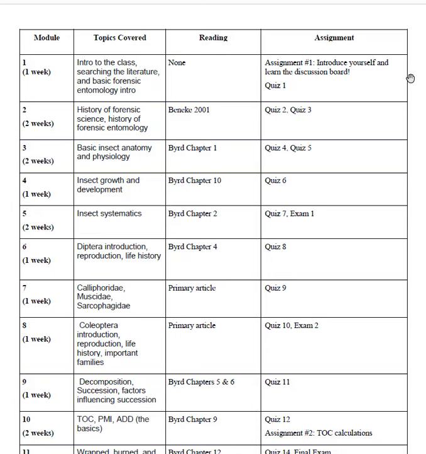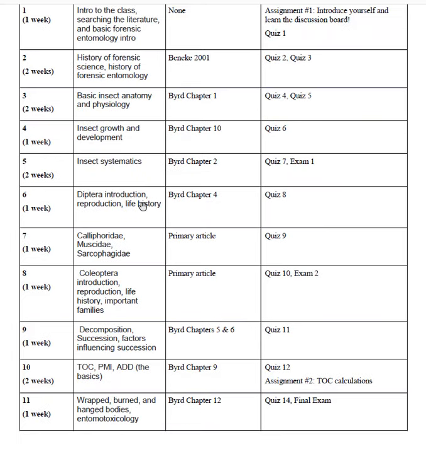Module 3, another 2 weeks, we're going to get into the basics of insect anatomy and physiology. And that's when we start with the bird book, so the forensic entomology text that's required. Then we'll get into insect growth and development, insect systematics, and then the second portion of the semester is going to be about particular insects that you're going to see on bodies. So we'll look at Diptera, we'll look at Calliphoridae, Muscidae, Sarcophagidae, we'll look at Coleoptera. These are the most common insects that you'll find. As you get on in your forensic entomology studies, if you take subsequent courses, you'll find there are way more, but these are the most common.